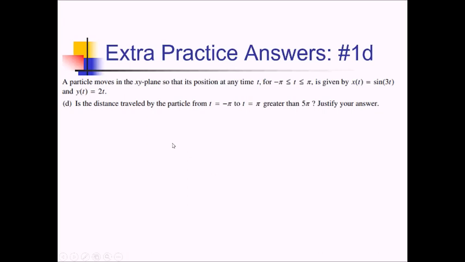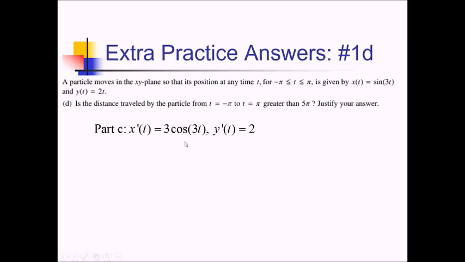For this last part of the problem, they want to know if the distance traveled between times negative pi and positive pi is greater than 5 pi. I think the easiest way to answer this question, since we have a calculator, is just to find that distance and compare it numerically to the value of 5 pi. So recall from part C, we have x prime and y prime given by these formulas here. That'll be helpful on this one.